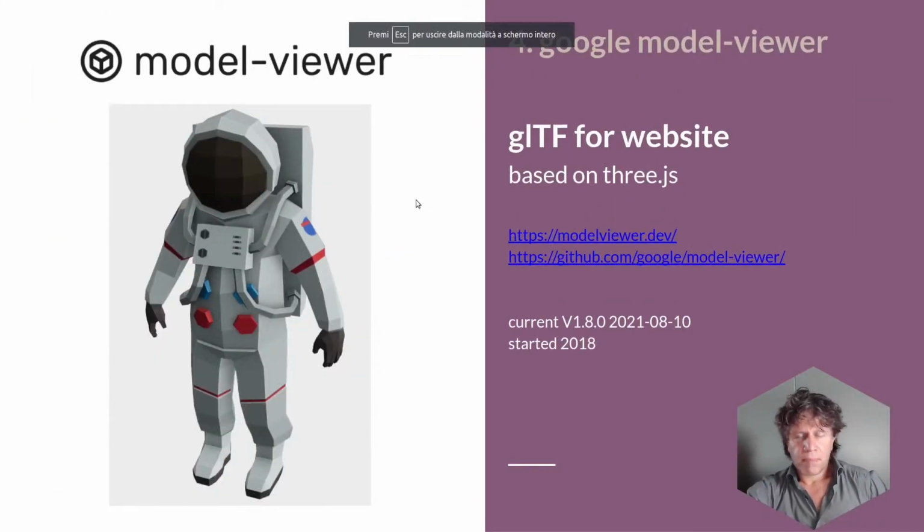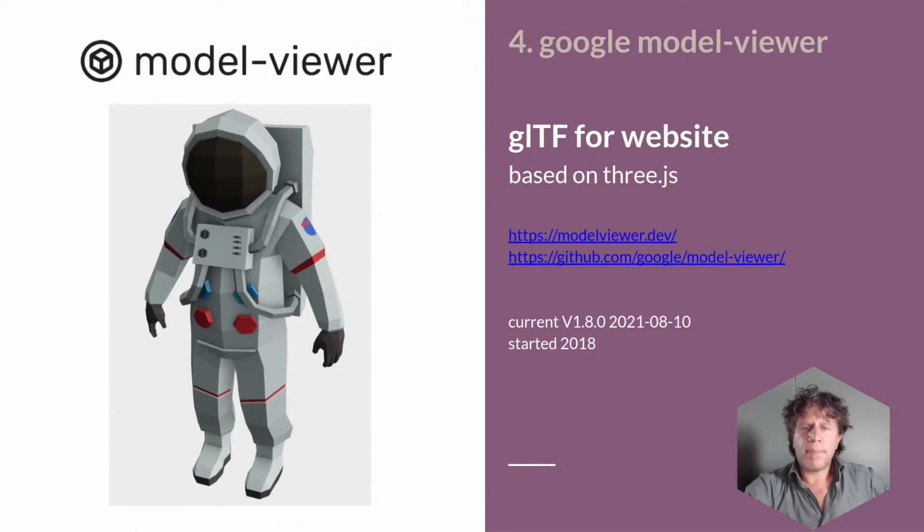So now I want to talk about Google Model Viewer. This project started in 2018. It uses three.js to render 3D GLTF models in websites. The last version is 1.8 and was released the 10th of August this year. It's also open source on GitHub.